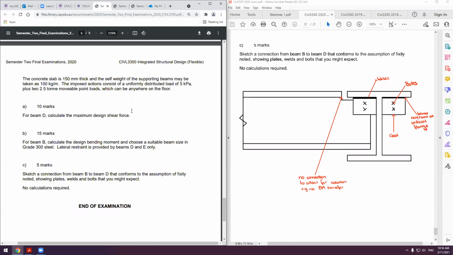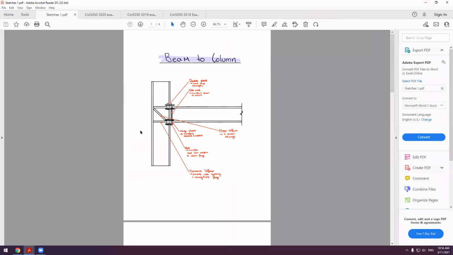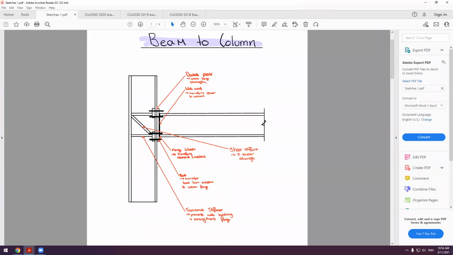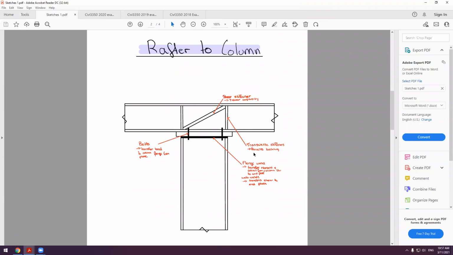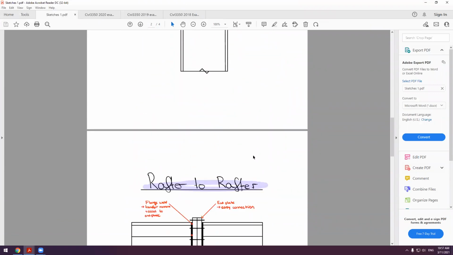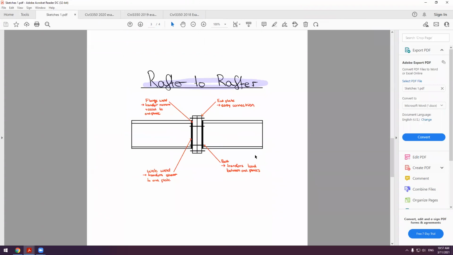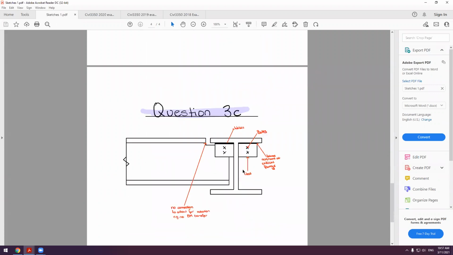Are there any other connections, or is it just those two? I have sketches drawn up of possible other ones he's given in the past. I've looked at sketches back to 2016. So you have the beam to column. It's always one of these ones. So you have a beam to column connection, a rafter to column connection, and a rafter to rafter connection. That's for question 1. And then question 3 is always the same. So it's always that one.